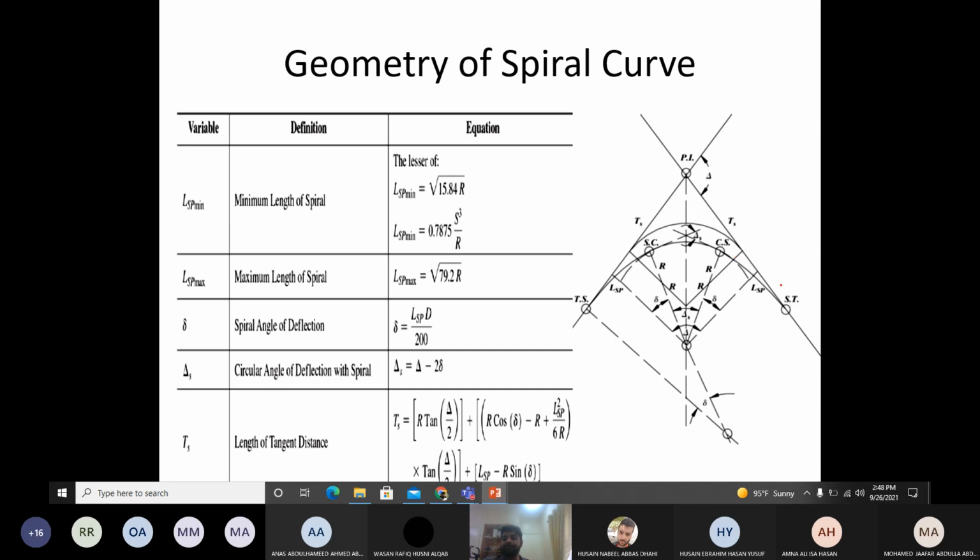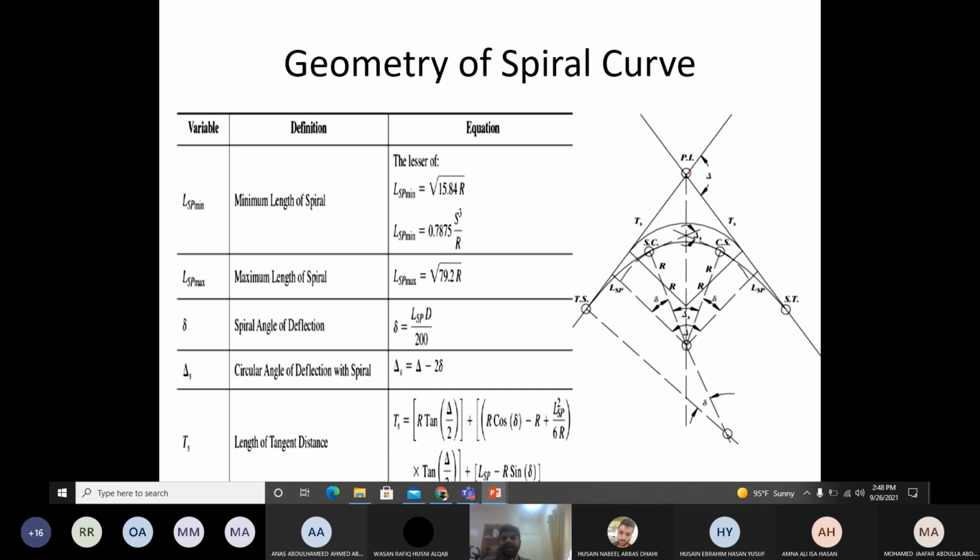Then ST. ST means spiral to tangent. ST stands for spiral to tangent. And this is the end of the second spiral curve. And obviously between CS and ST you have again LSP, length of spiral curve.